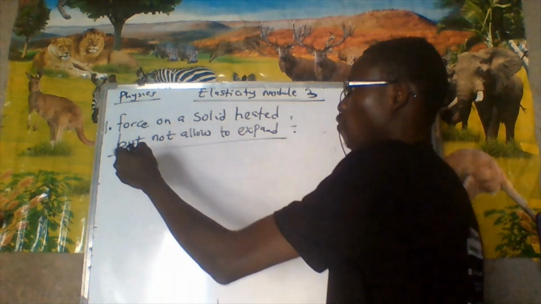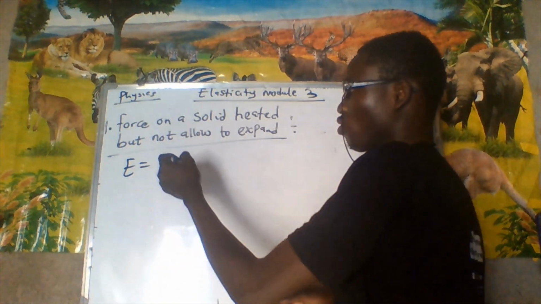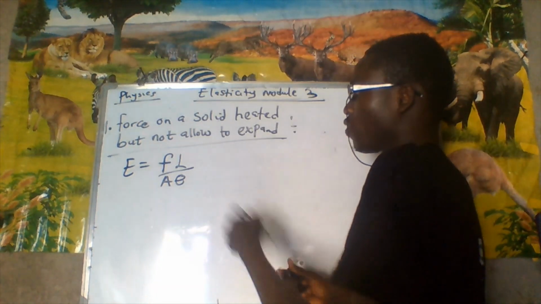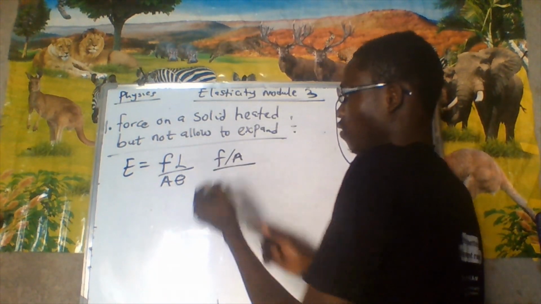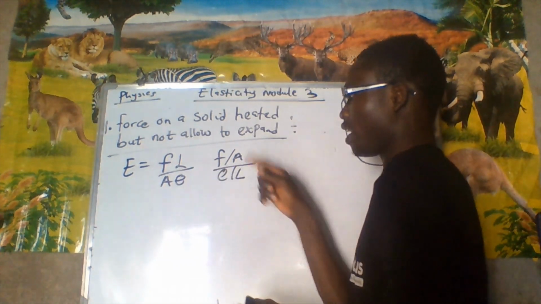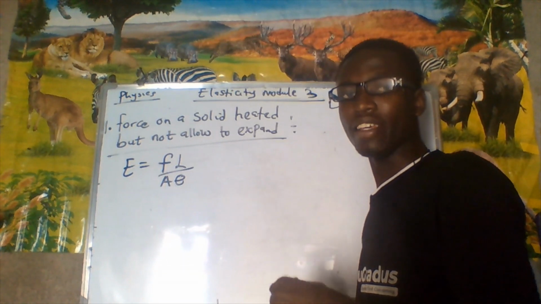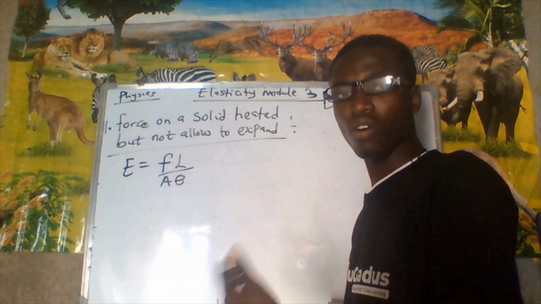From the formula of Young modulus, we know that Young modulus equals FL over AE, because it is stress over strain, and stress is force over area, while strain is extension over length. Rearrangement gives us this. Now, Young modulus is FL over AE. If you don't want to say stress over strain, you can say FL over AE.